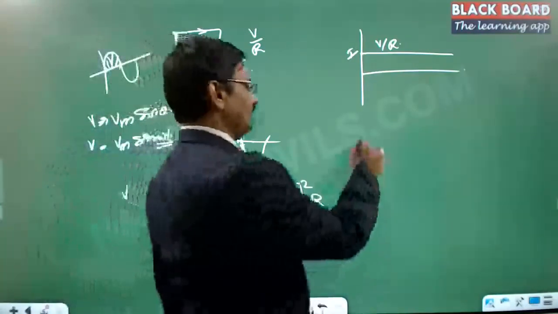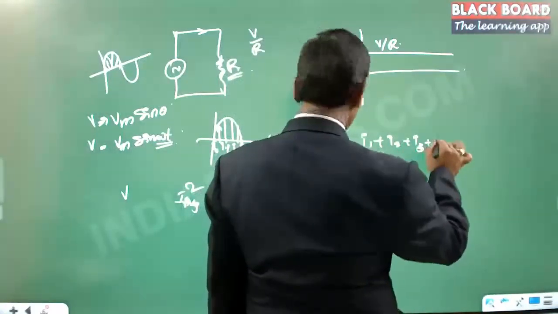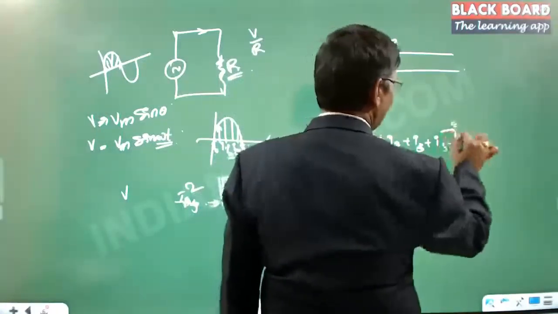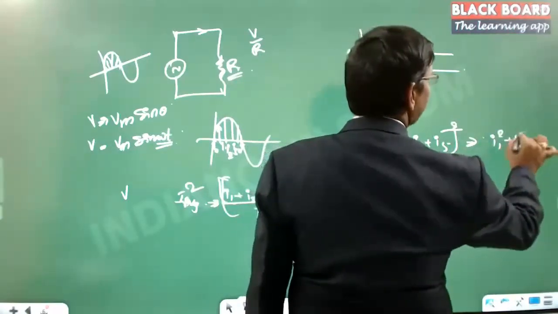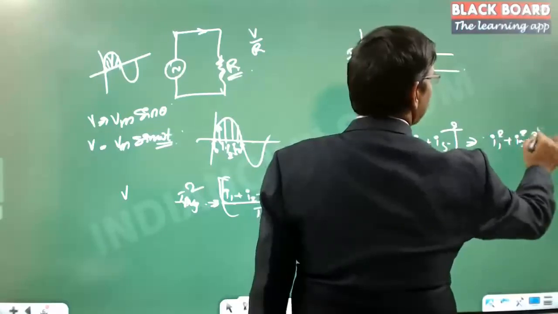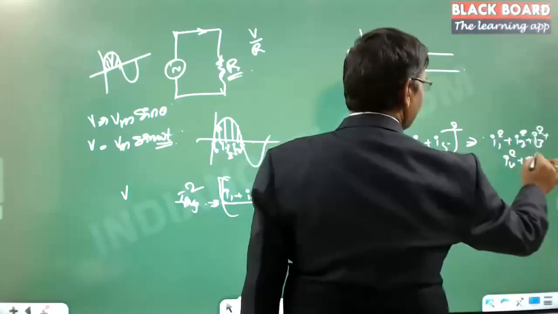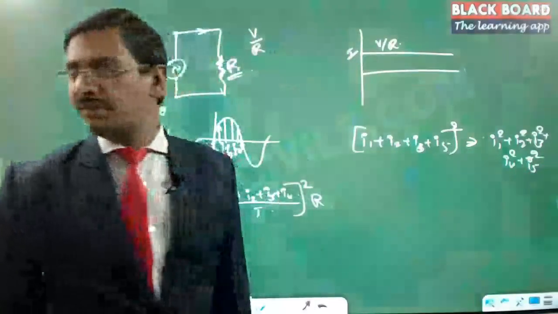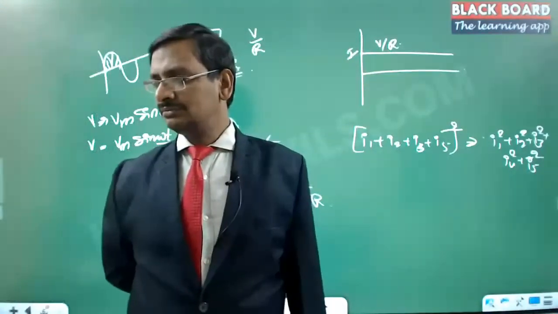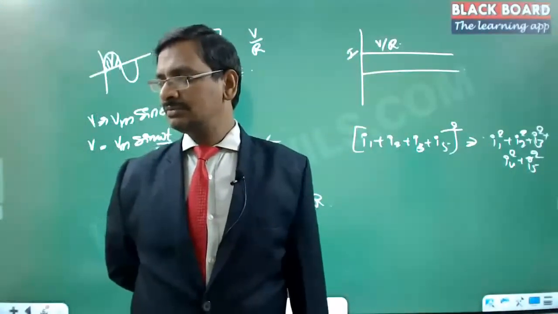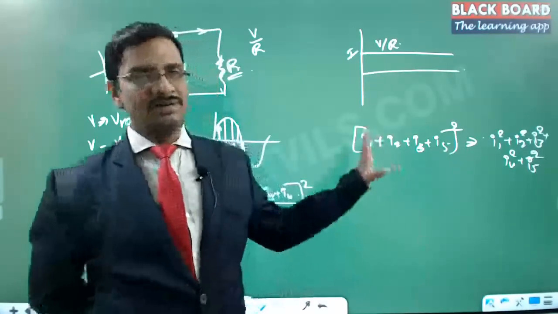Now, do you say that I1 plus I2 plus I3 plus I4 plus I5 whole square is equivalent to I1 square plus I2 square plus I3 square plus I4 square plus I5 square? Can I equate these two values straight away? Mathematically, is it correct or not? Right? Mathematically, it's not correct.